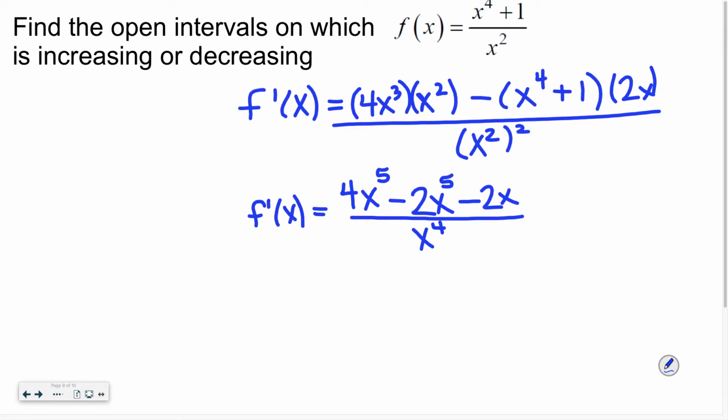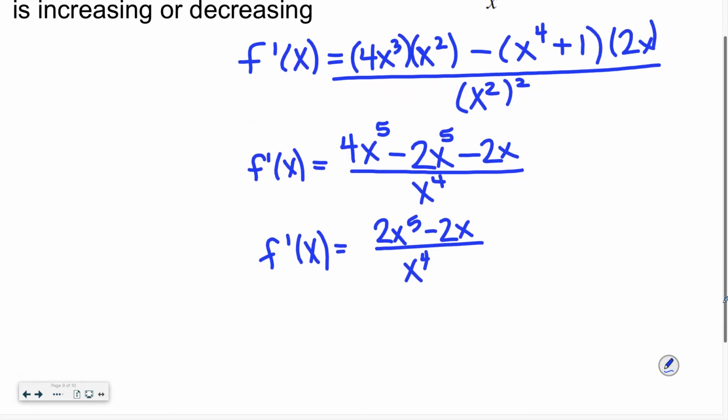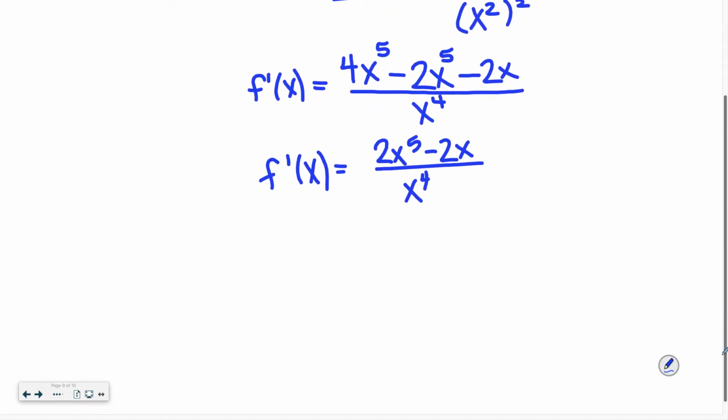We have some terms we can combine. Okay. So we have 2x to the fifth minus 2x over x to the fourth. Okay. Would you say that we're simplified? Not really. Okay. Factoring out the 2 in the numerator isn't necessary, but now that we're setting this equal to 0, it could become helpful. What else can we factor out of the numerator?